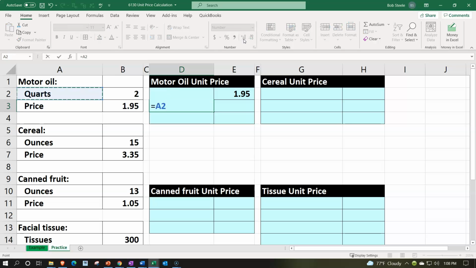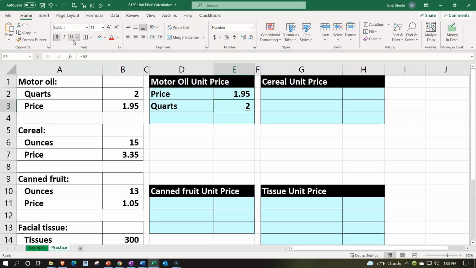We're going to say the quarts are going to be 2. Well, let's underline that. We're going to go to the font group and underline, and that's going to give us the unit price, or the price per quart, which would be equal to the $1.95 divided by 2, adding some decimals. We got about, number group, about 98 cents.